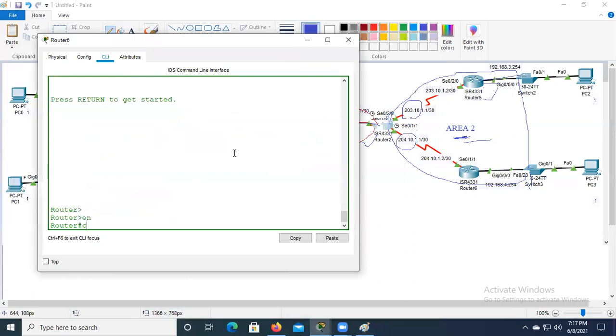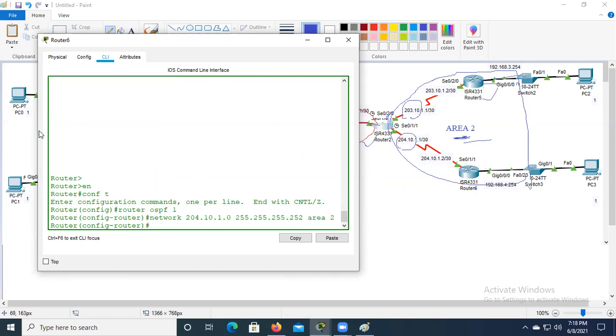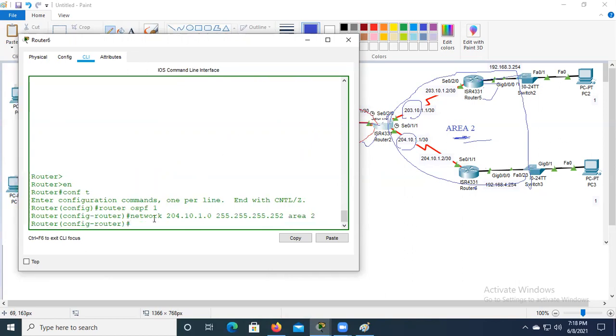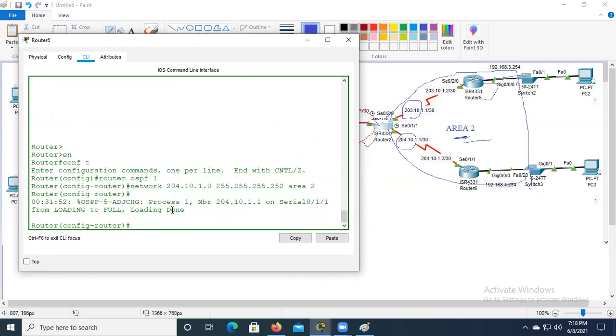Go to enable, config T, router OSPF 1, network, which is 204.10.1.0, 255.255.255.252. Okay, let us use what you are comfortable with, the subnet mask. No problem. But at the CCNP level, we always try to give the wildcard mask. Then again network.